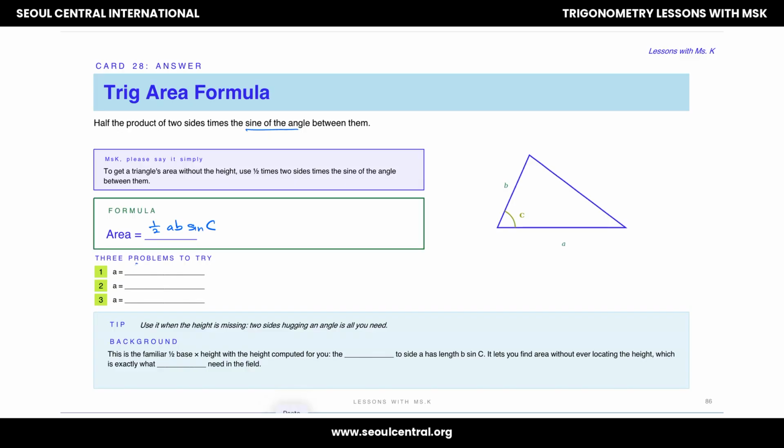Number 1. Small a equals 6, small b equals 8, big C equals 30 degrees. By plugging in the values, we get area equals 1/2 times 6 times 8 times sine of 30. We can simplify this down to 24 times 1/2, which is equal to 12.